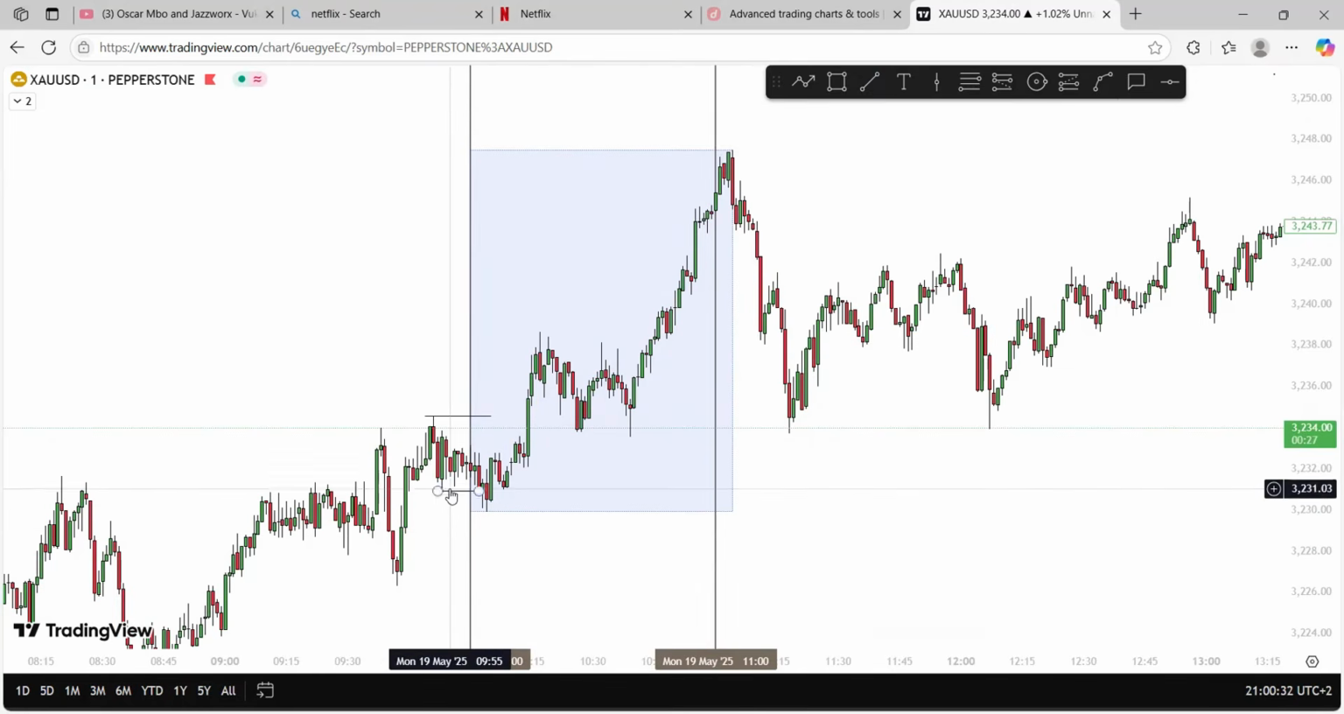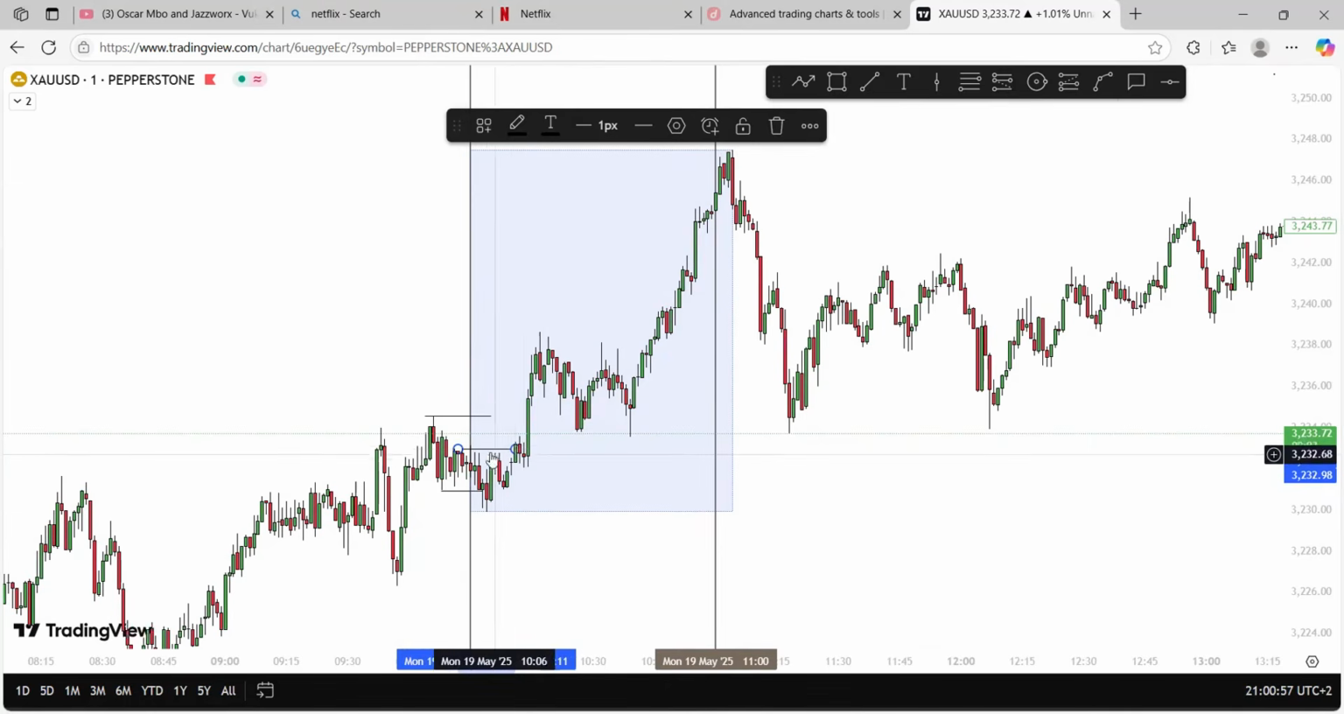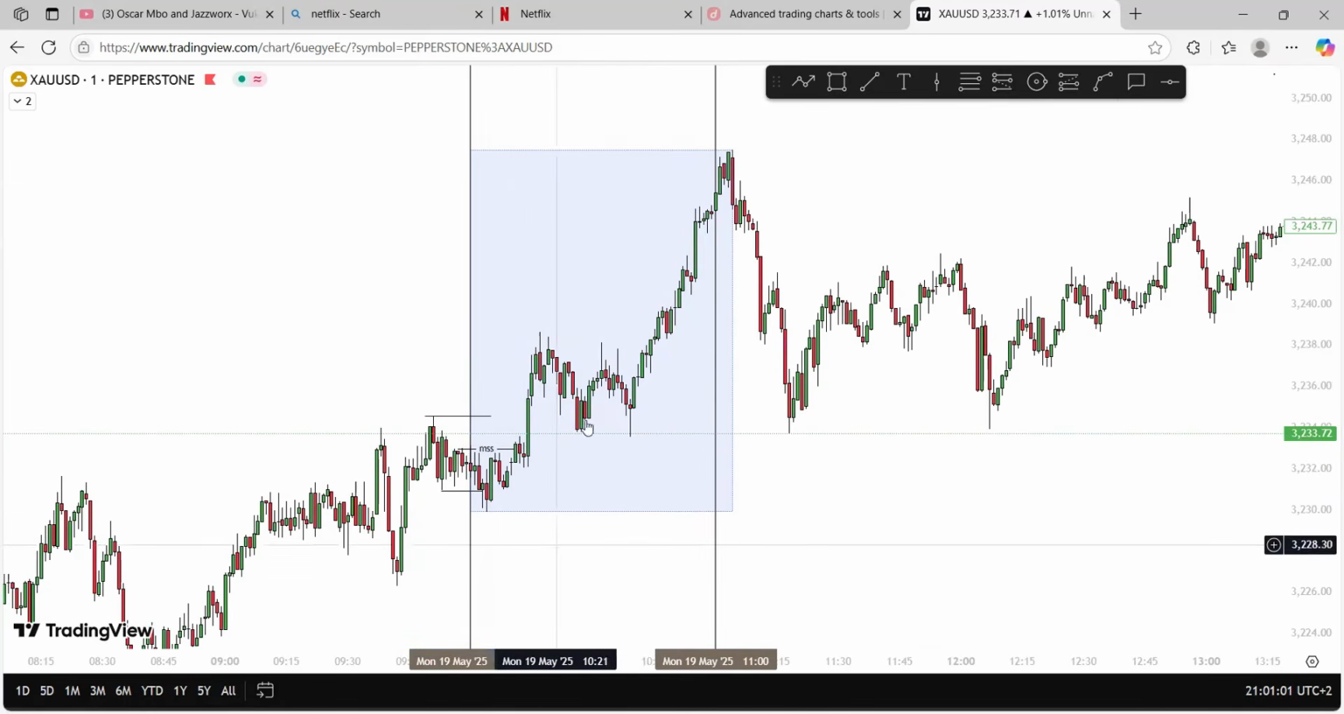Just like this. As you can see over here, the market did what? Swept the low first. After sweeping the low first, that's where we're going to look for our buying opportunities. Check liquidity sweep, minor market structure shift. I'm not saying major, minor market structure shift, plus the fair value gap. This tiny fair value gap over here that you see.